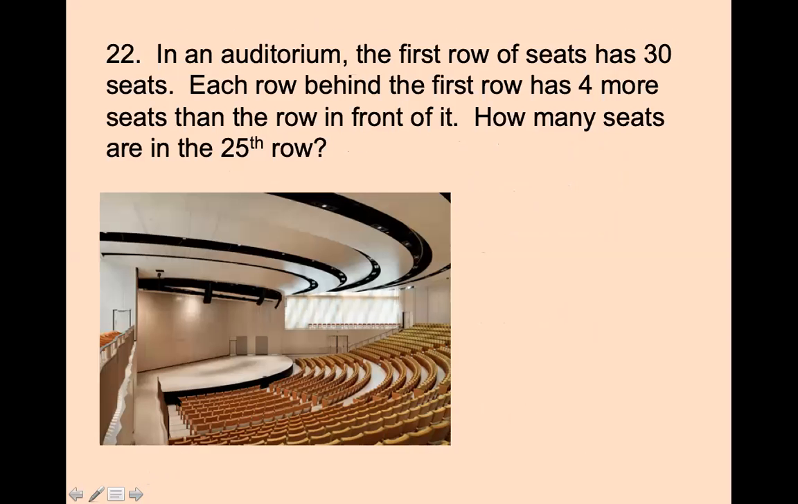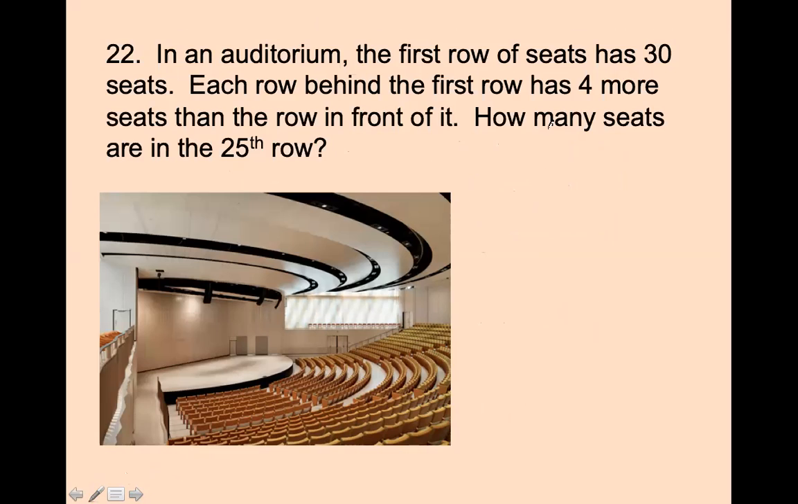All right, this time we have a word problem. It says in an auditorium, the first row of seats has 30 seats. Each row behind the first row has 4 more seats than the row in front of it. How many seats are in the 25th row? So when you encounter a problem like this, you kind of need to decipher what they are telling you in an arithmetic sequence.